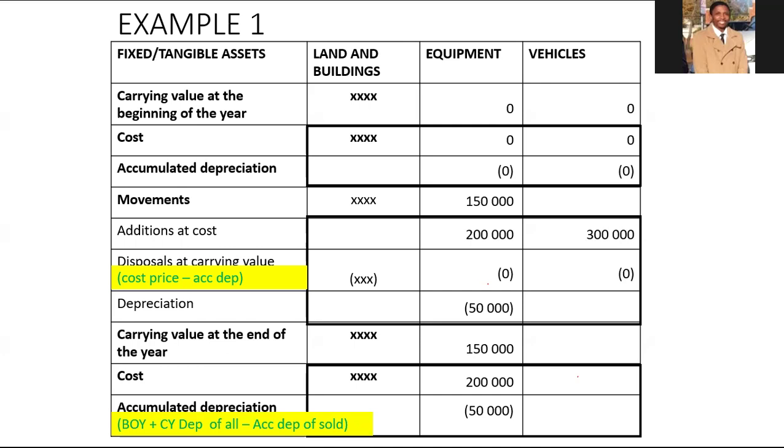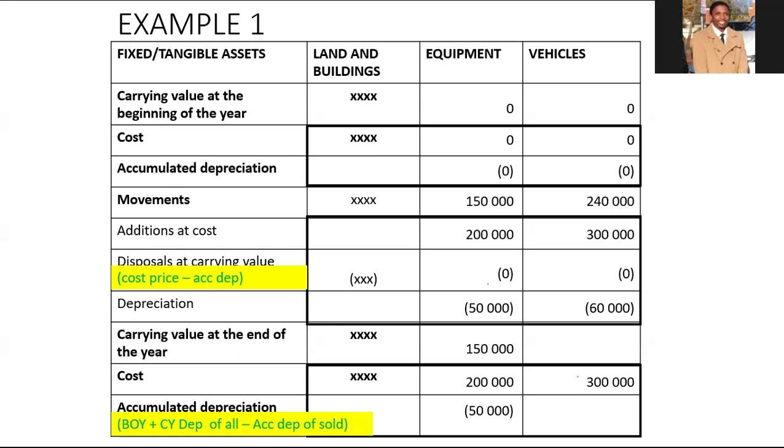We did have depreciation on vehicles, which was 60,000. We put it in brackets because depreciation reduces the value of our vehicles. So movements will be made up of 300,000 minus 60,000, which will be 240,000. It's positive. Cost at the end is made up of cost at the beginning, which is zero, plus cost of additions, which is 300,000, minus cost of the sold, which is zero. So cost at the end will just be 300,000.